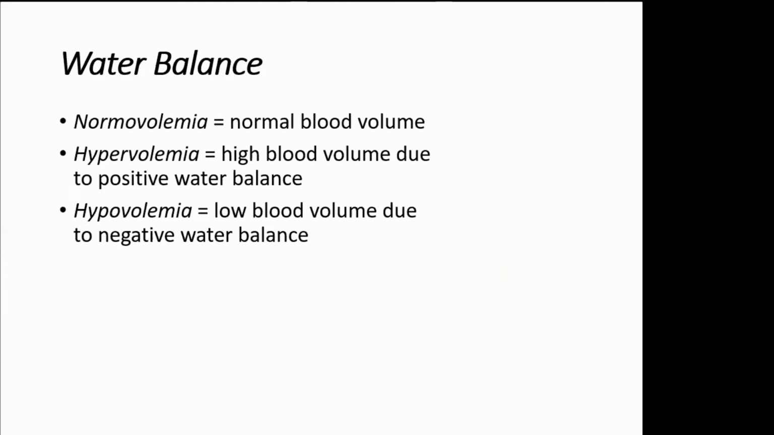Okay. So when we're in balance, we call that normovolemia, which I think is a funny word, right? So it's just the normal amount of blood volume. Volemia is always really referring to our blood volume. So we can have hypervolemia. So if you have an extra high volume of blood, if you have too much blood as a result of positive water balance, so you're intaking more water than you're excreting, we call it hypervolemia.